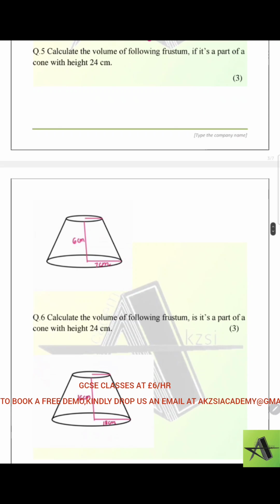Calculate the volume of the following frustum if it's a part of a cone with height 24 centimeters. Well, in the theory, I explained that if you want to calculate the volume of a frustum, we have to calculate the volume of the bigger cone and subtract the volume of the smaller cone. So obviously, this is the bigger cone. I have to calculate the volume, and then I have to subtract the volume of this smaller cone. Remaining would be the frustum.